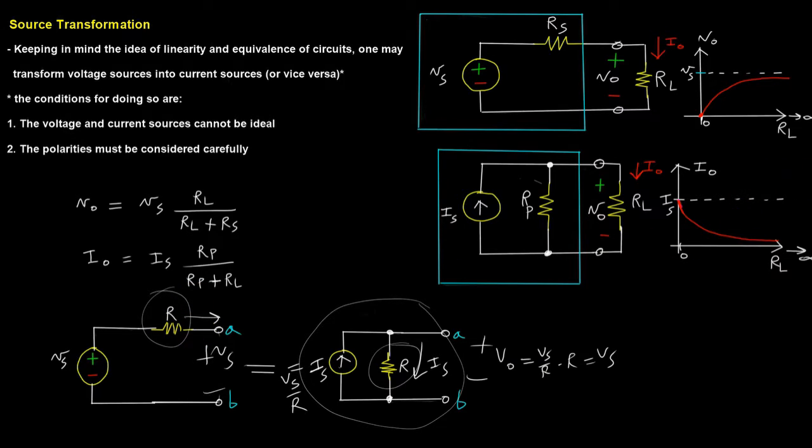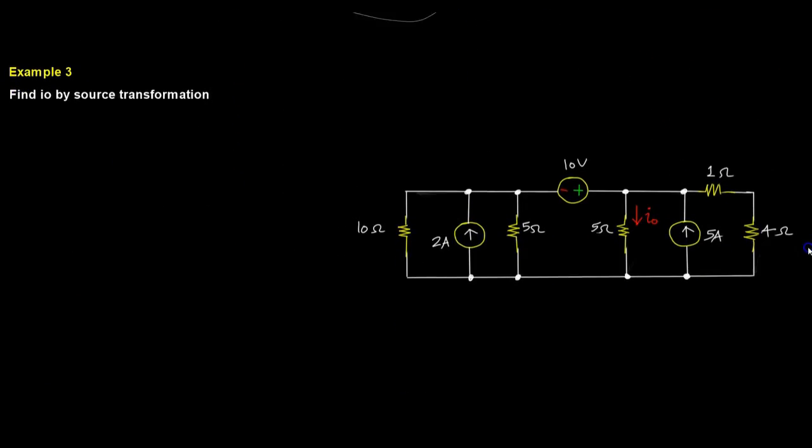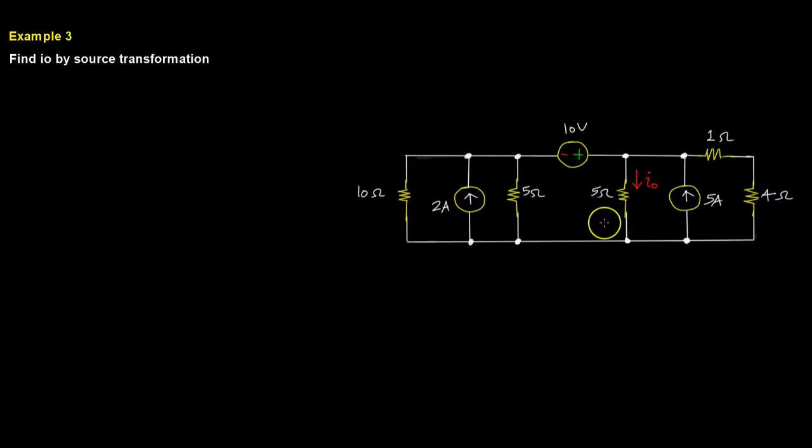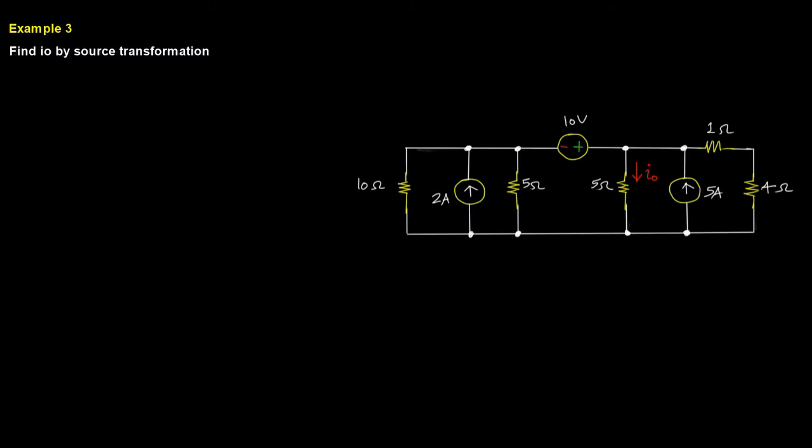So let's go ahead and take a look at an example here, a prominent example. We're asked to find the output current here by source transformation only, so we can't do any other techniques. So go ahead and pause the video and try this yourself and then watch me do it.